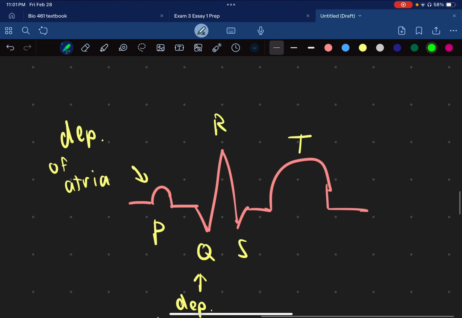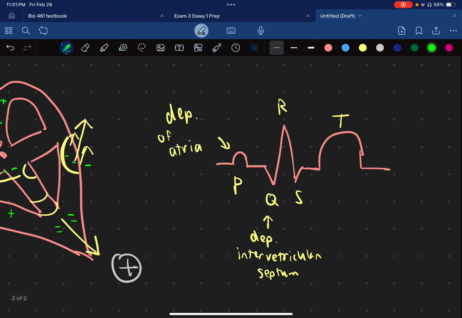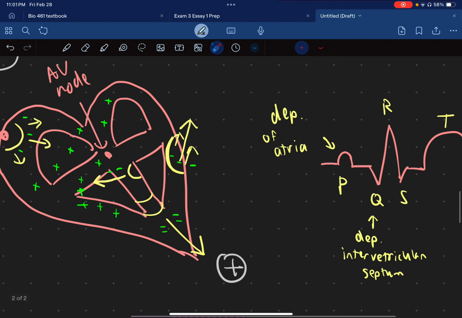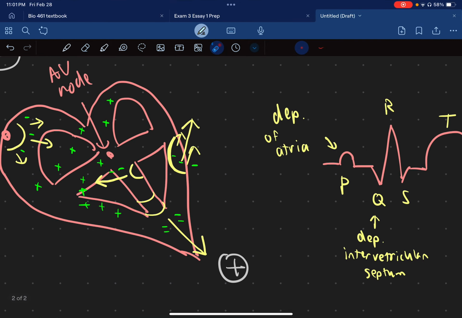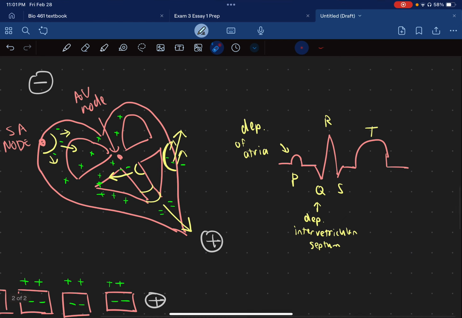And then our T wave. Obviously at this point we have a little phase right here between S and T where there's no increase or decrease. That is where the entire heart is actually negatively charged on the outside. So it's time for repolarization to occur. Repolarization is going to happen in this direction. Oh, let me draw.